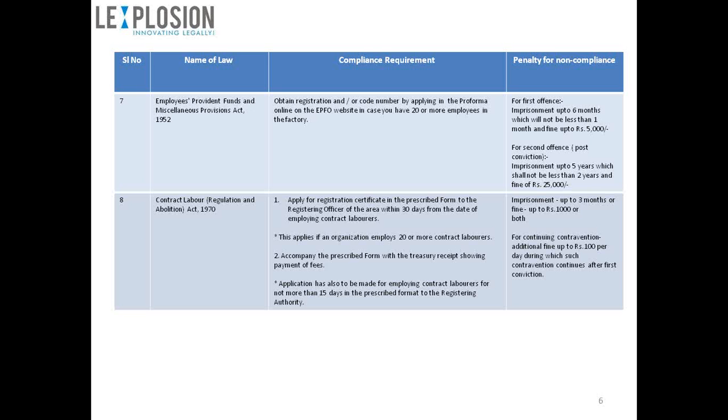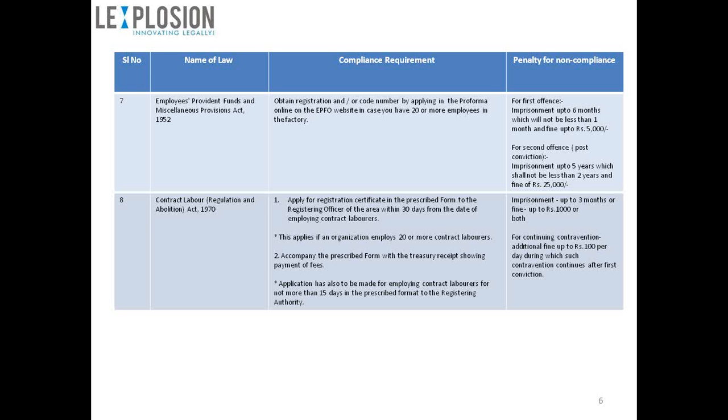And the question of whether the central rules would apply or the state rules would apply would depend on the kind of operations, on the kind of industry that the factory is under. For example, if the factory is producing telecom apparatus and is under the telecom industry, then it is not the state rules that will apply, but the central rules.